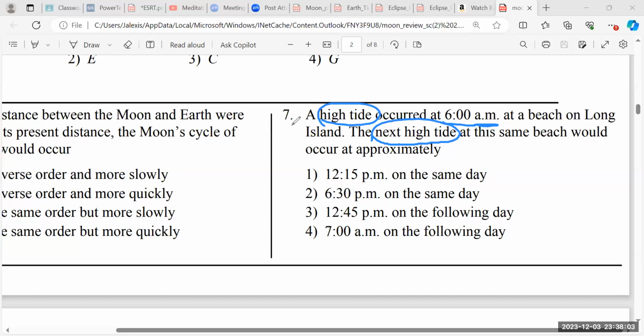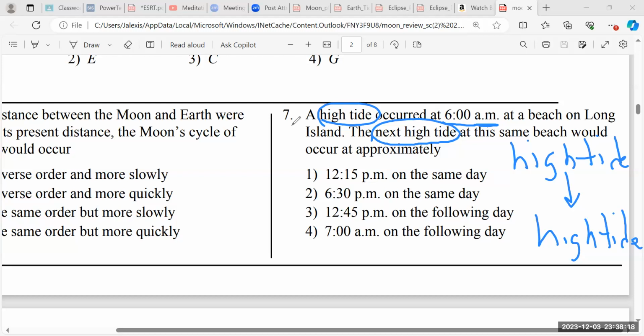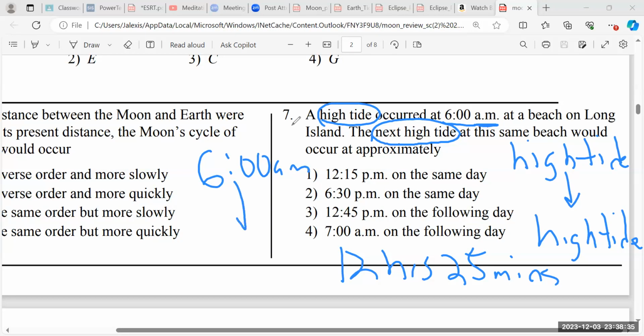So do we remember how long it takes to go from a high tide to the next high tide? According to our notes, it takes 12 hours and 25 minutes, okay? So that means if the first high tide is at 6 a.m., 12 hours and 25 minutes later is going to be 6:25 p.m. We're still on the same day.